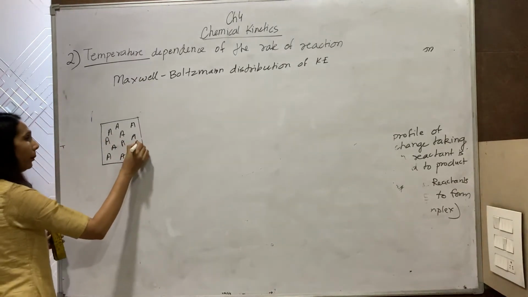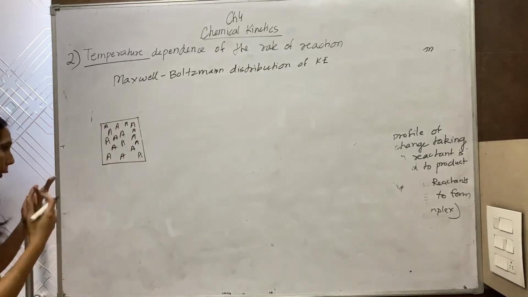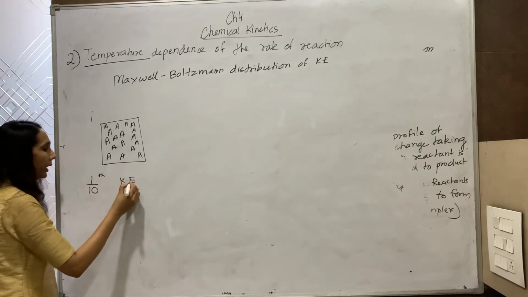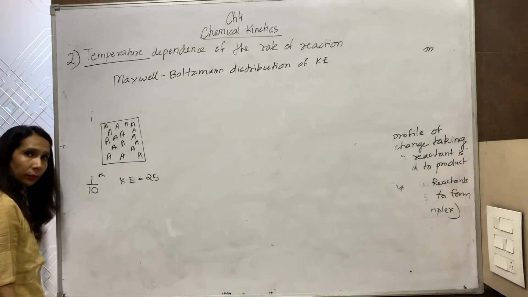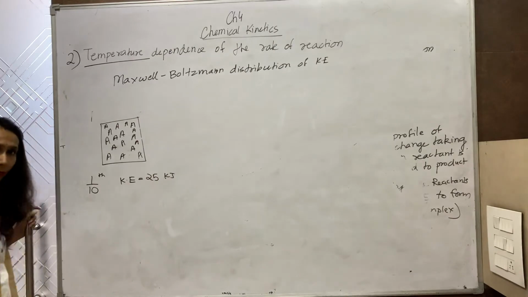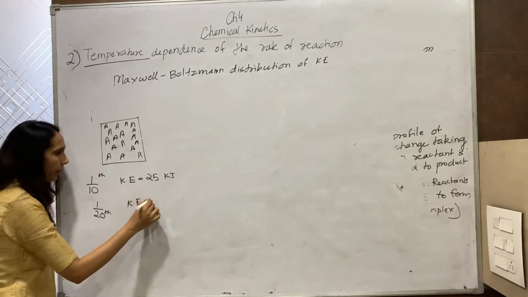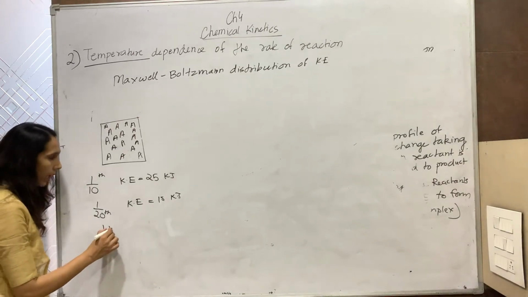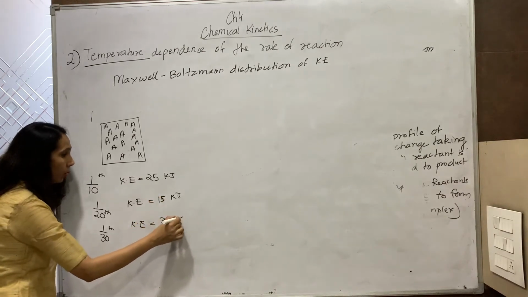I consider there are many molecules present in it. And I say out of the total molecules whatever are present, 1/10 of the molecules have kinetic energy equal to 25 kilojoules per mole. Right? It had got the kinetic energy 25 kilojoules. Suppose. Then I say 1/20th of the molecules have got the kinetic energy 15 kilojoules. Then I say 1/30th of the molecules have the kinetic energy of 35 kilojoules and so on.